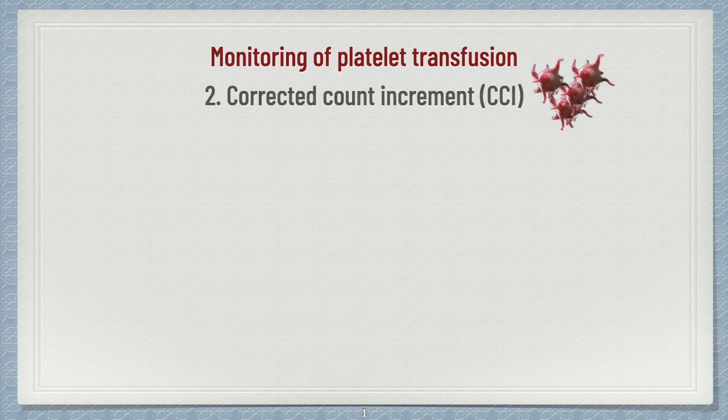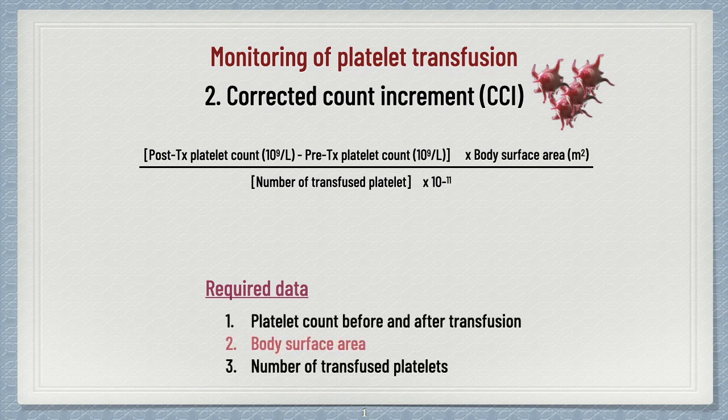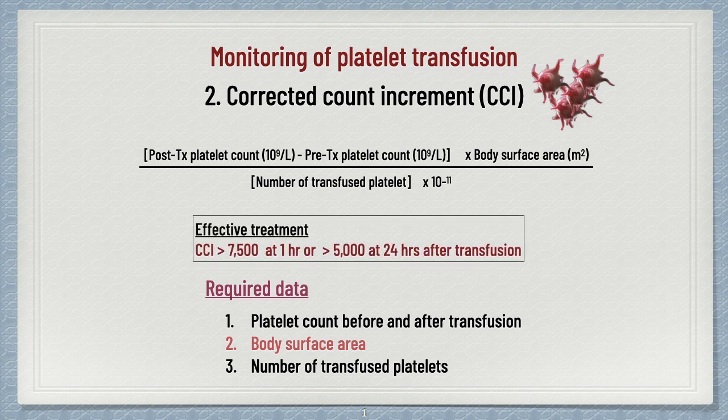For corrected count increment or CCI, data required for calculation other than platelet count and number of platelets infused is patient's body surface area. Successful platelet transfusion is defined as CCI of more than 7,500 at 1 hour and of more than 5,000 at 24 hours after transfusion.